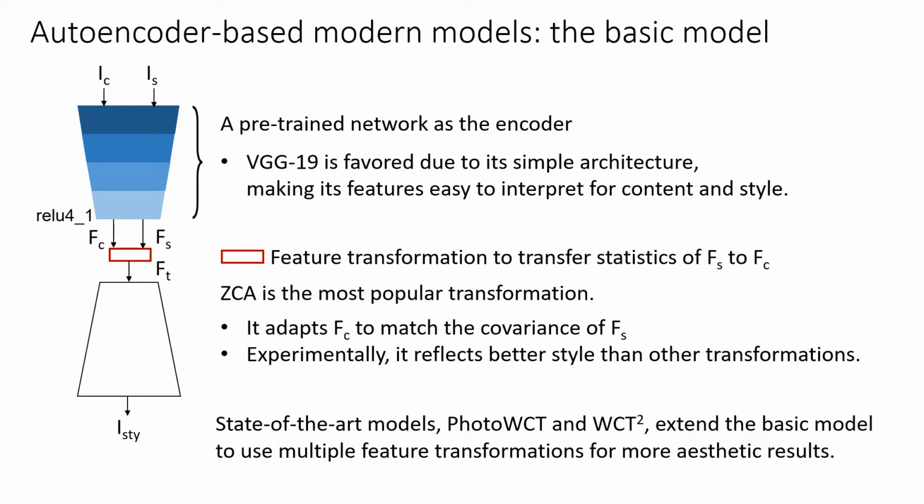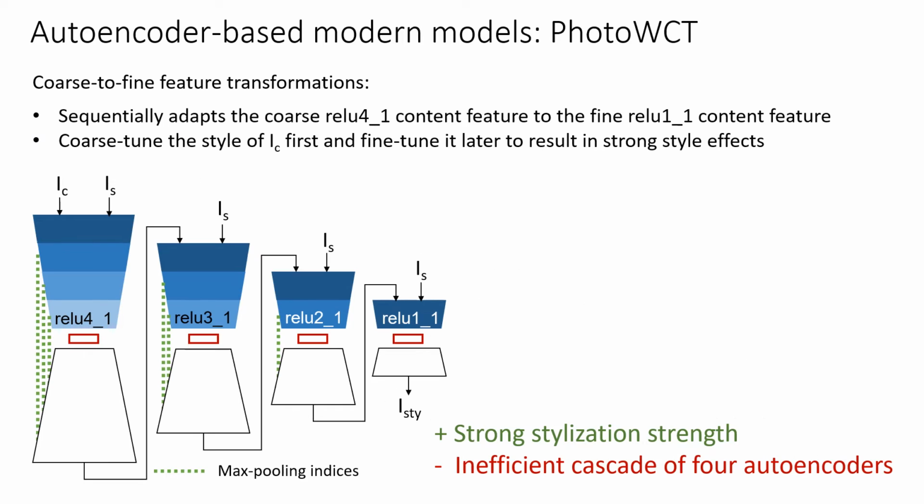State-of-the-art models, PhotoWCT and WCT2, extend the basic model to use multiple feature transformations for more aesthetic results. PhotoWCT implements coarse-to-fine feature transformations to sequentially adapt the coarse ReLU 4 content feature to the fine ReLU 1 content feature. This results in strong stylization strength, but the implementation uses an inefficient cascade of 4 autoencoders.